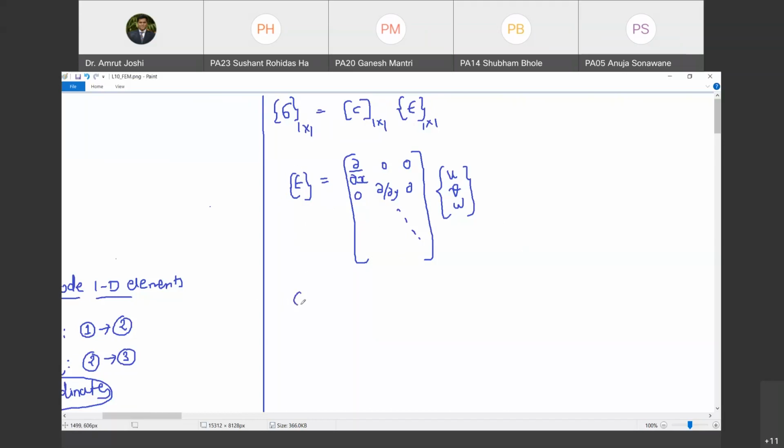In this particular case, we have only epsilon xx as a strain tensor. So therefore, we are going to have only one relationship, dou by dou x acting on ux, acting on u. We don't have v, we don't have w, we don't have y directional displacement field, we don't have z directional displacement field. So in this particular case, the displacement field matrix is of the size 1 cross 1. This matrix, which we called B matrix, is also of the size 1 cross 1.